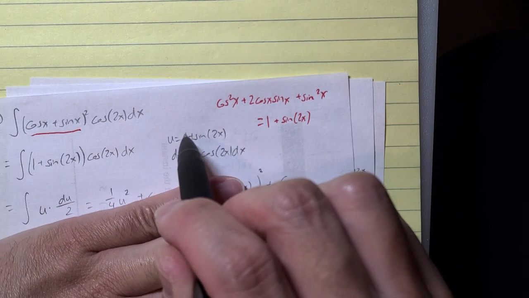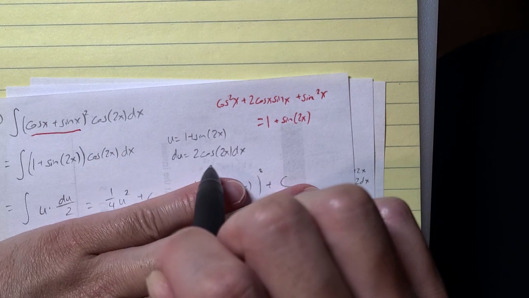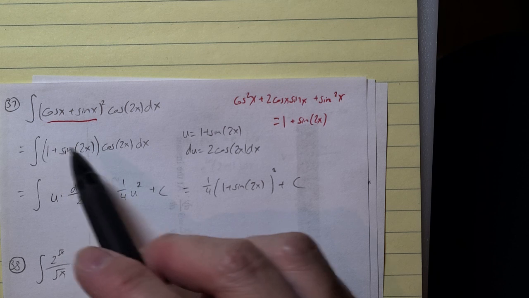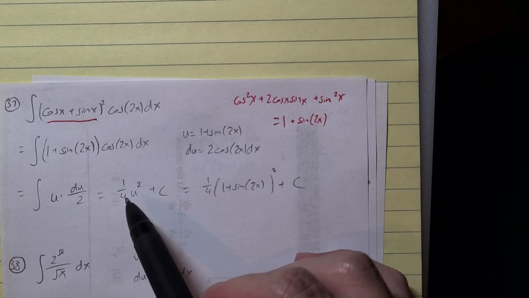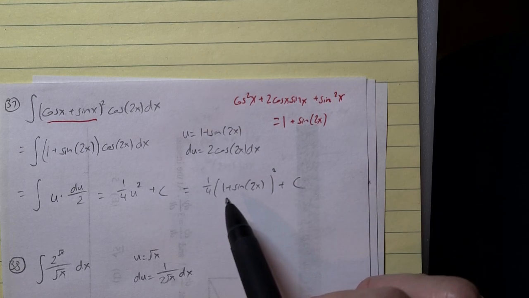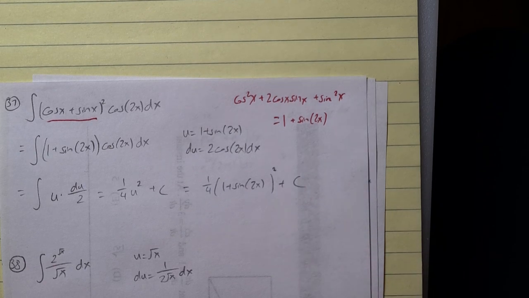You can let u be 1 plus sine 2x. du conveniently is 2 cosine 2x dx. Okay? So it becomes, this guy's u, this guy is du over 2. Okay? So it becomes 1/4 u squared plus c. We back substitute: 1/4 times 1 plus sine of 2x, quantity squared, plus c.